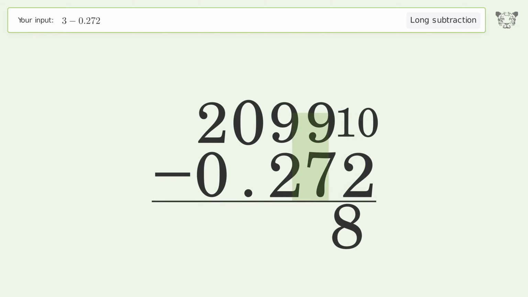9 minus 7 equals 2. 9 minus 2 equals 7. 2 minus 0 equals 2. And so the final result is 2.728.